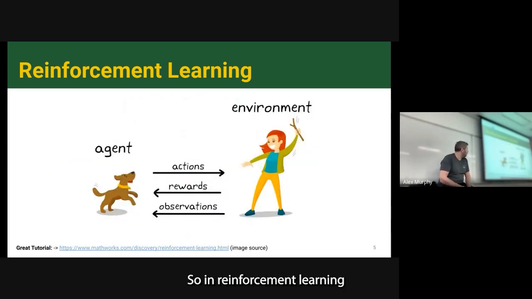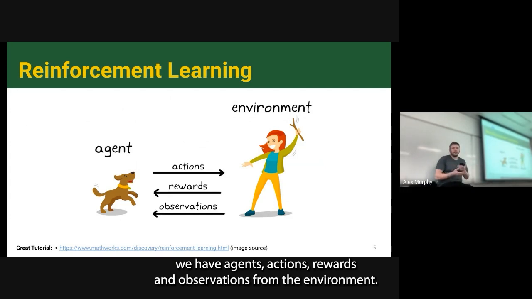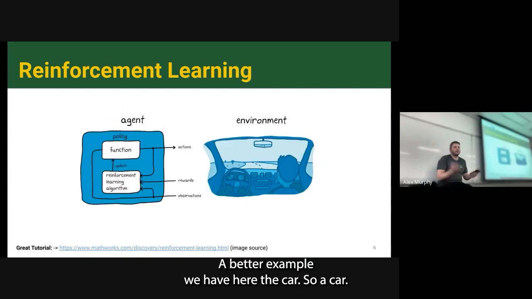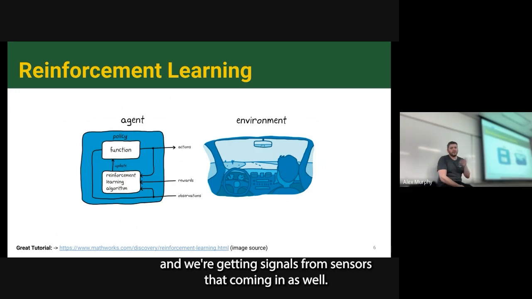So yeah, in reinforcement learning, we have agents, actions, rewards, and observations from the environment. This is just a very broad setup. So a better example we have here is the car. If the car is treated as an agent and it's on a road, for example, the road is the environment, and we're getting signals from sensors coming in as well.